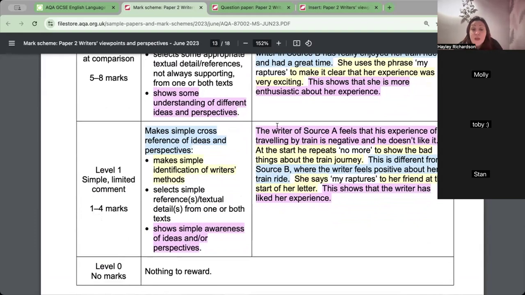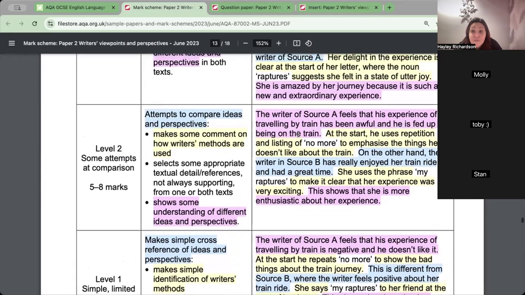So the writer of Source A feels that his experience of travelling by train is negative and he doesn't like it. At the start, he repeats no more to show the bad things that happen and things about the train journey. This is different from Source B, where the writer feels positive about her train ride. She says my raptures to her friend at the start of her letter. This shows that the writer has liked her experience.